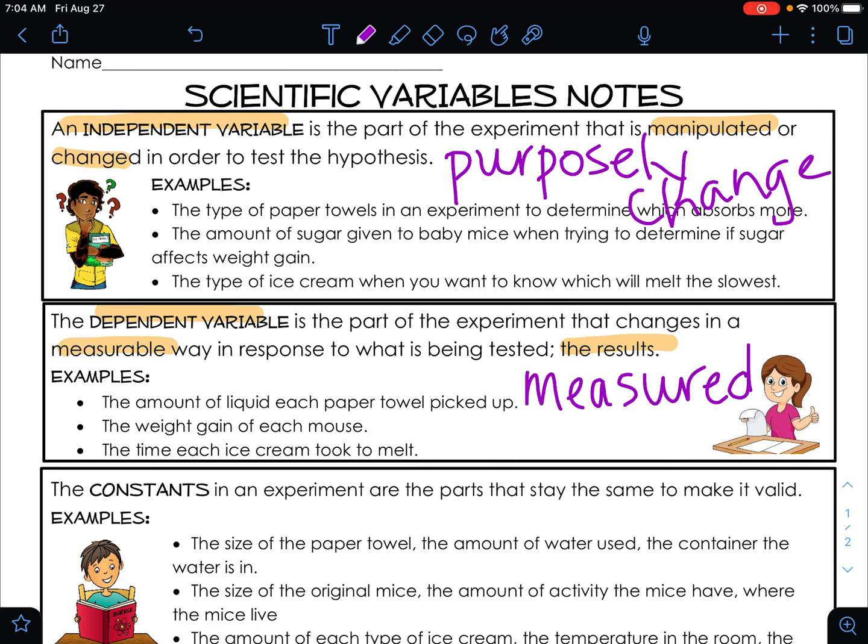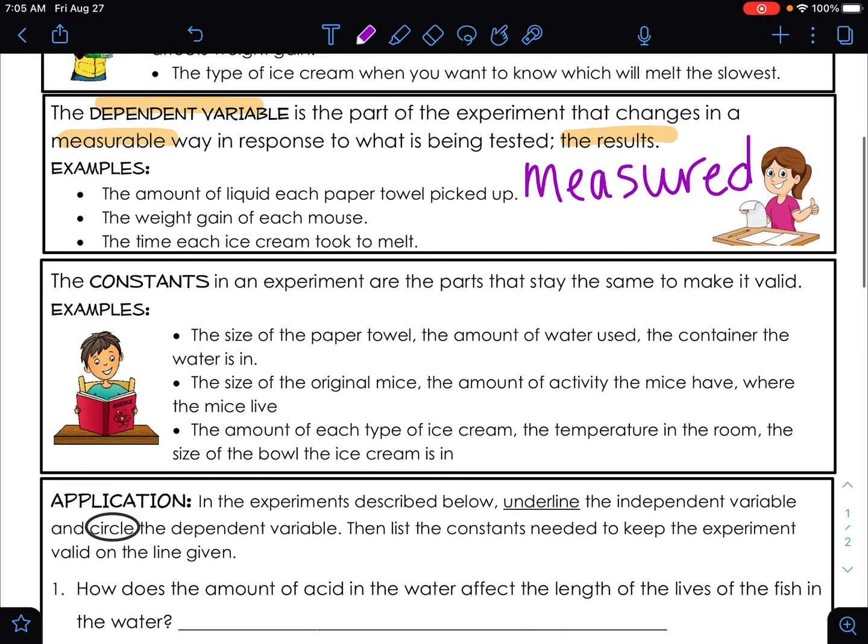So when we had the independent variable of the type of paper towel to determine which one absorbs the most, the dependent variable would be the amount of liquid each paper towel picked up. For the amount of sugar given to mice, what we're measuring would be the weight gain of each mouse. For the different types of ice cream and which one would melt the slowest, what we're measuring would be the time each ice cream took to melt.